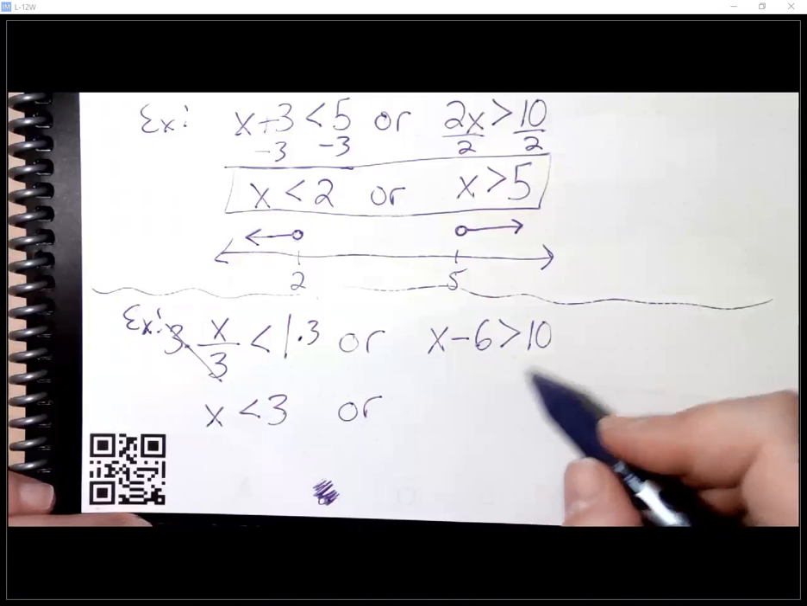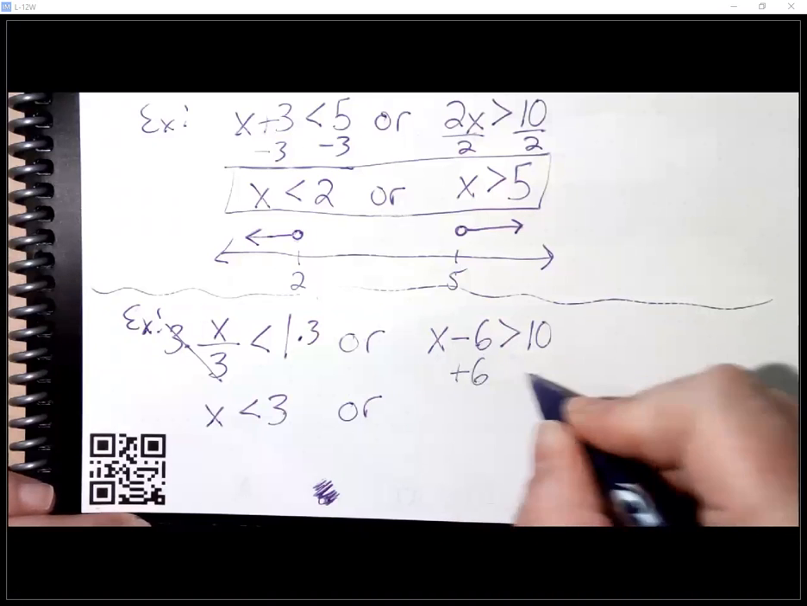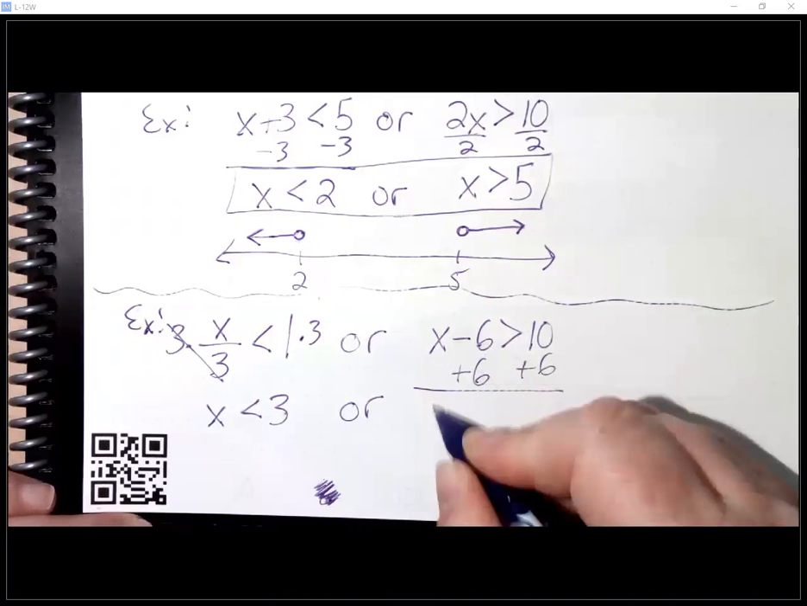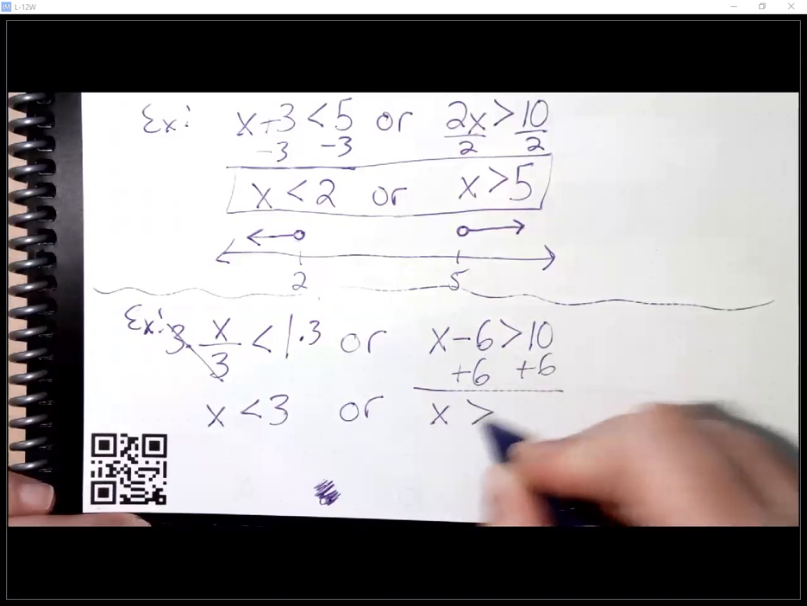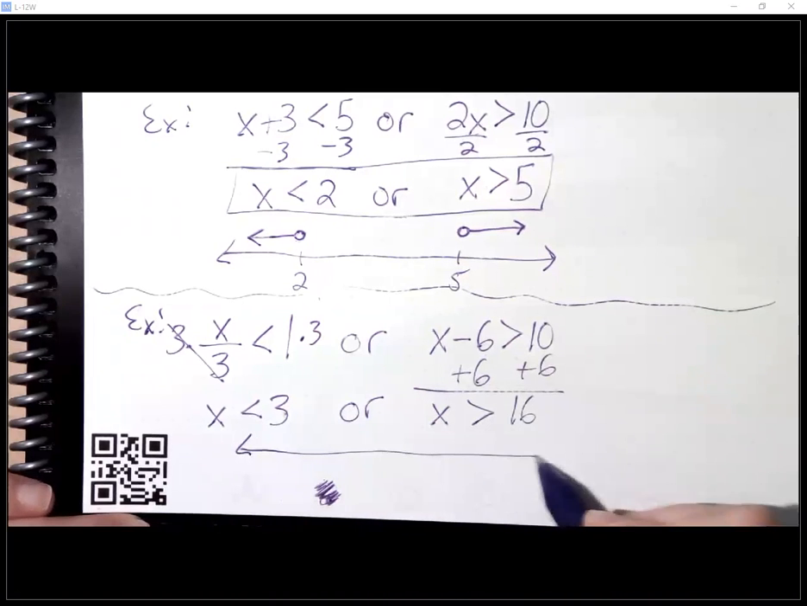What are you doing first though? Yeah, I'm gonna add that 6 to both sides, right? So that's gonna get me that x is greater than 16. All right, so now on my number line, just like you said.